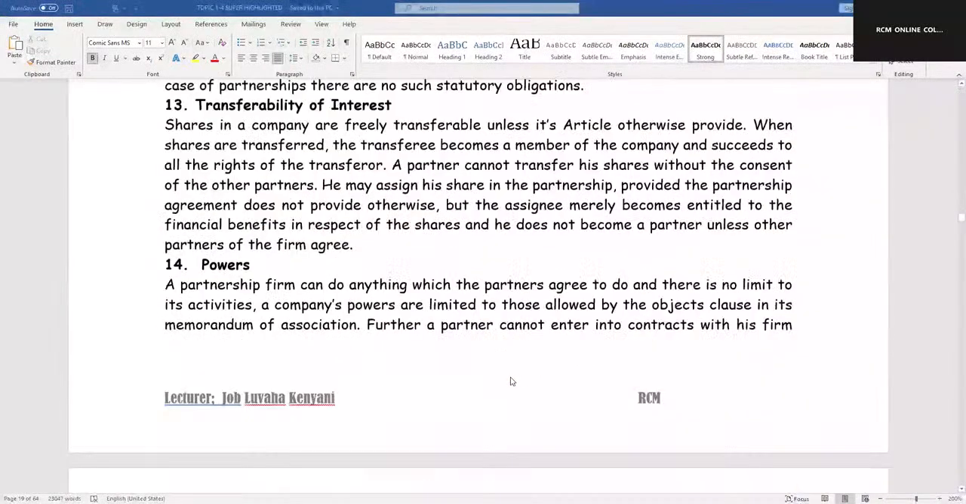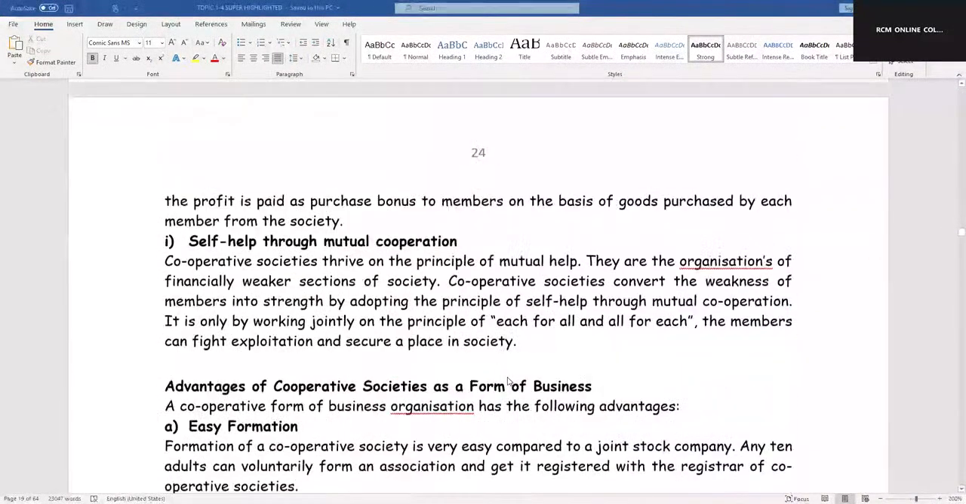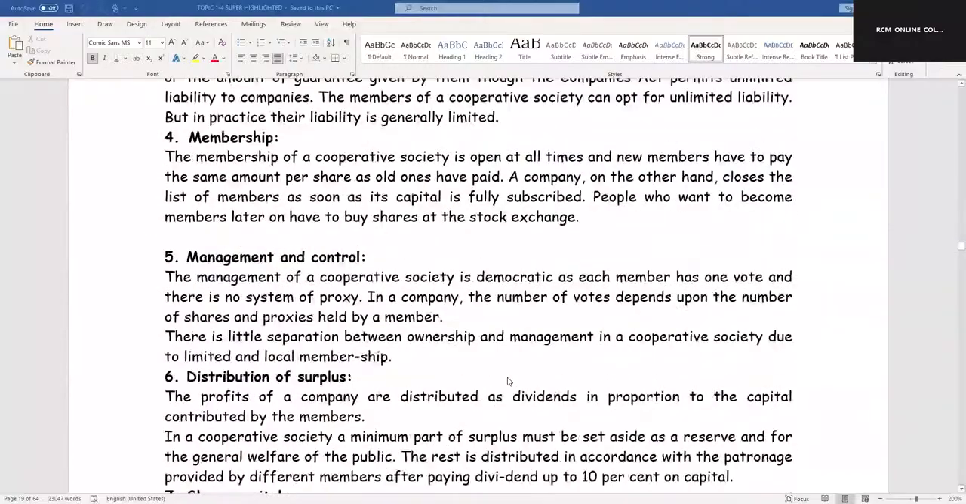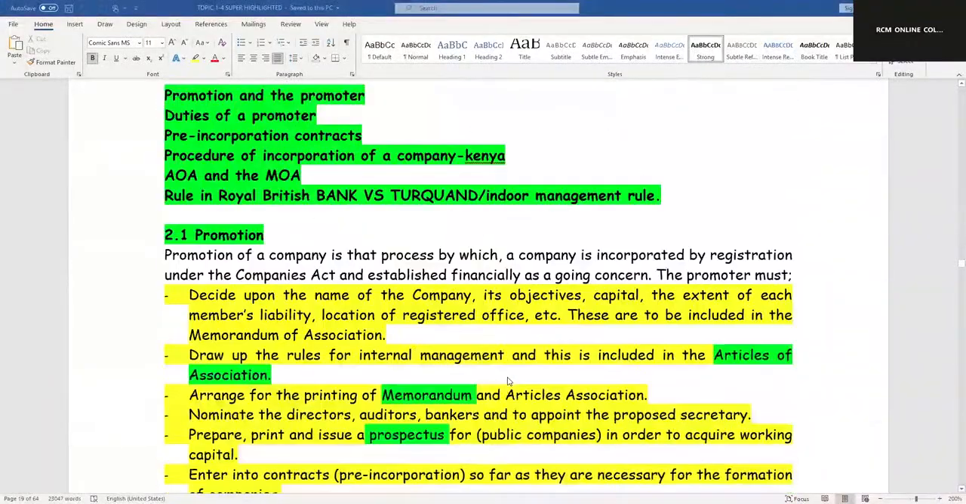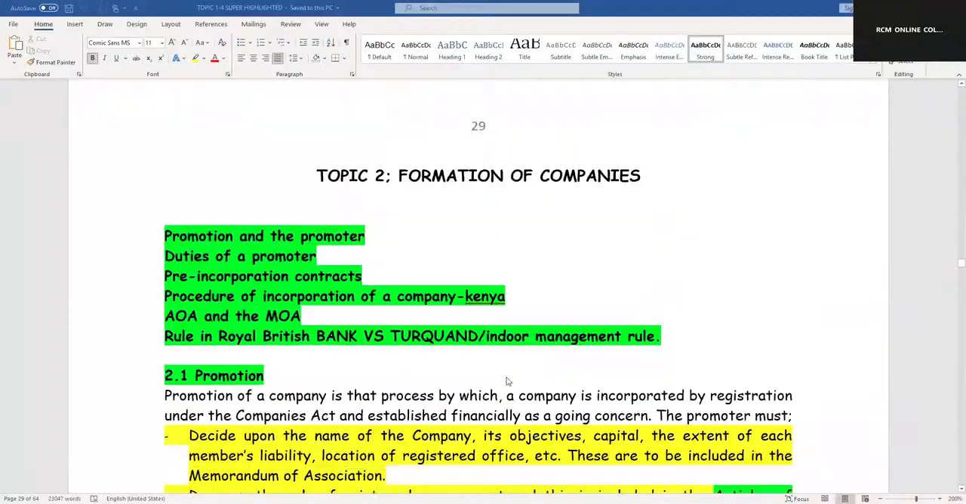So we can start on topic number 2. Let me not look at questions for now. Let me first of all start topic number 2, but we'll look at the questions after. So I want to introduce topic number 2. Topic number 2 is known as formation of companies.